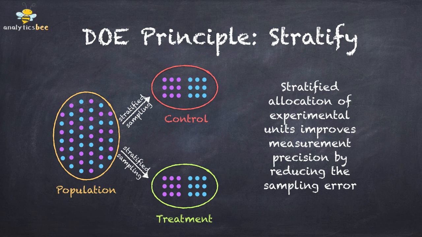To recap, the four principles of experimental design are control, replicate, randomize, and stratify. This wraps our introduction to the design of experiments.